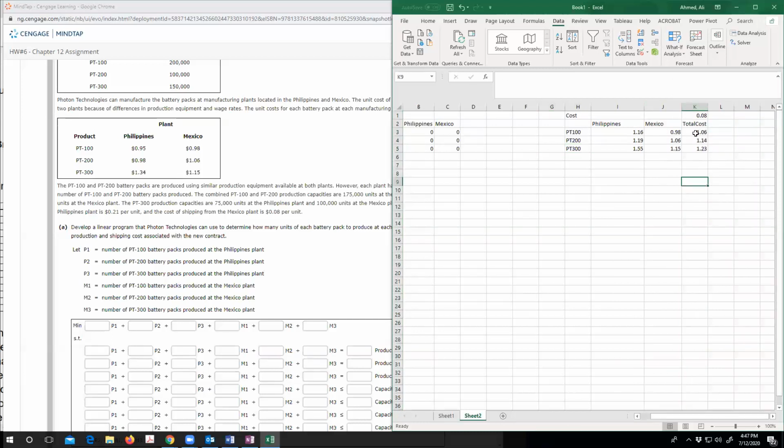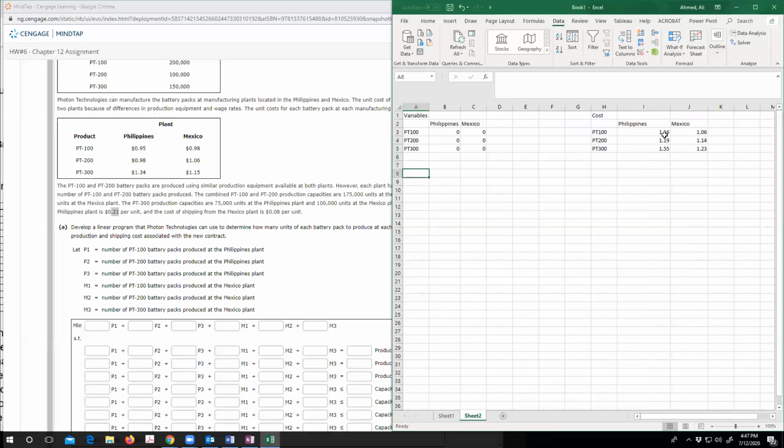So what I'm doing here, I'm just removing a few cells and deleting the, so understand this. Okay, what I did here, I've maybe made it more confusing, but this is 0.95 plus the shipping cost 0.21, which is 1.16. That's the total cost for the Philippines. And for Mexico, for any product, we have to add 0.08. So it was 0.98, we just add 8 cents, it became 1.06. So these are the total costs.